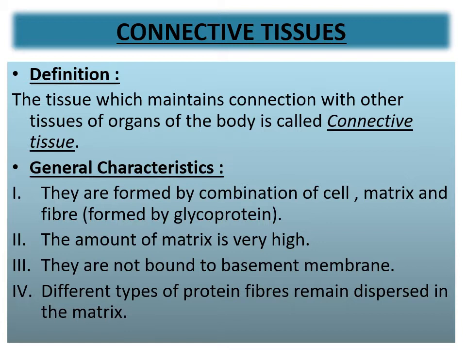Now we will look at some of the general characteristics of connective tissues. They are formed by a combination of cell, matrix and fiber, and the fibers are mostly formed by glycoprotein. The amount of matrix in this type of tissue is very high. They are not bound to a basement membrane, and different types of protein fibers remain dispersed in the matrix.